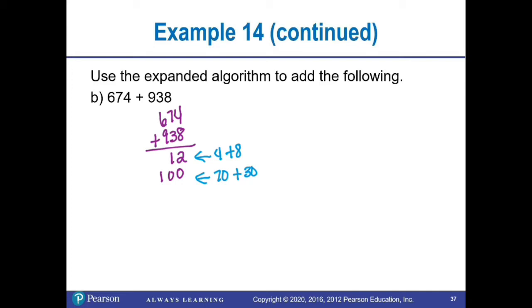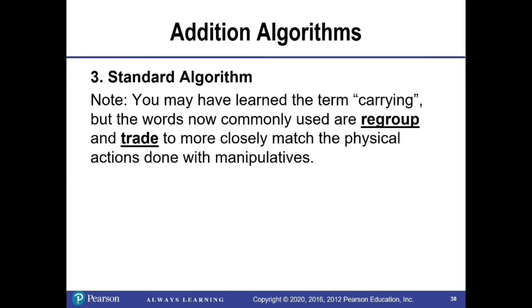Move to the hundreds place. The 6 represents 600. The 9 represents 900. 600 plus 900 is 1500. Then add each of your places. We have 2 in the ones place, 1 in the tens place, 1 plus 5 is 6 in the hundreds place, and 1 in the thousands place, for 1,612.